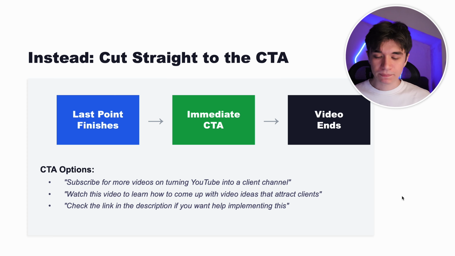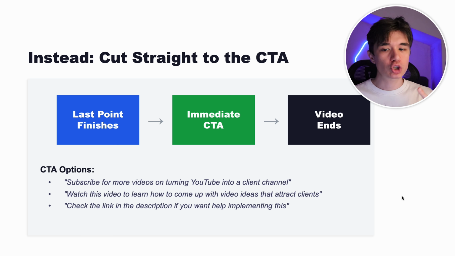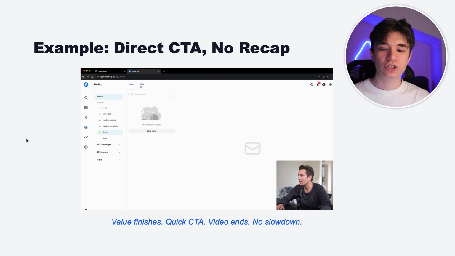And so instead, you want to cut straight to the CTA. So as soon as the last point is done, you cut immediately to the CTA and the video ends. And the CTA should be extremely short, straight to the point, simply tell the viewer what to do and end the video right there. And so here's a great CTA example from a video that I helped produce.